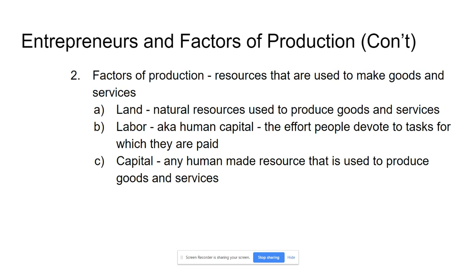Capital is a human-made resource that is used to produce goods and services. So again, anything that is human-made is capital, right? A lot of times, what we tend to think of when we think of capital is money, and money is a form of capital, but it's just one form of capital. Capital is any human-made resource that is used to produce goods and services.